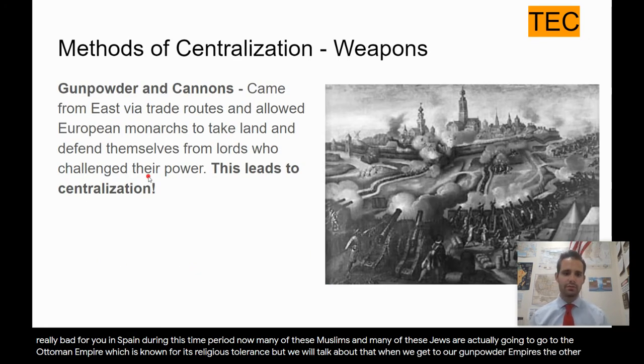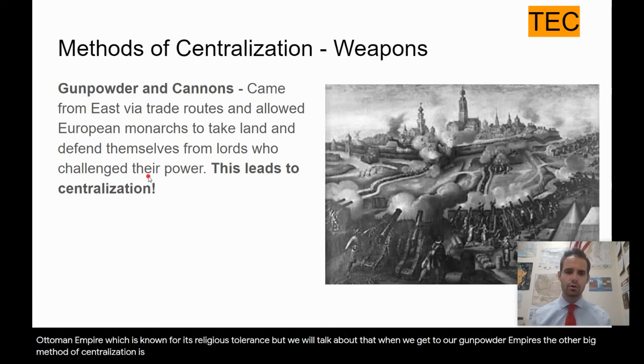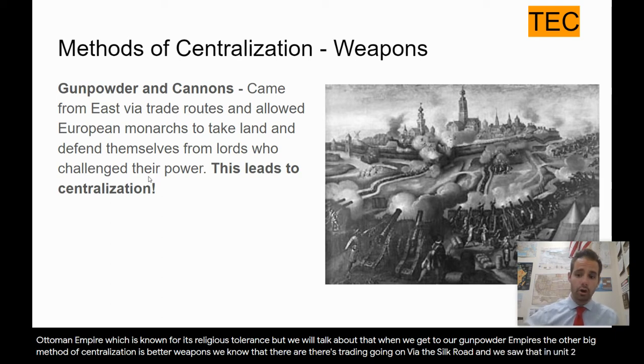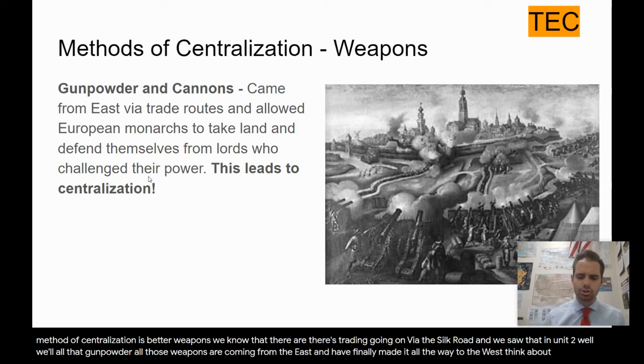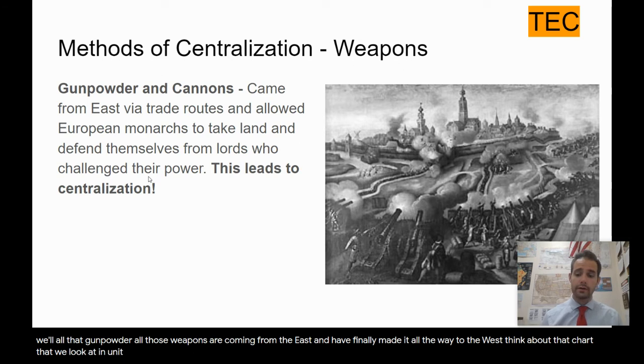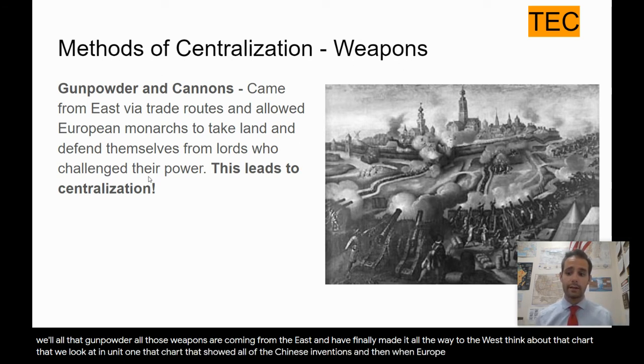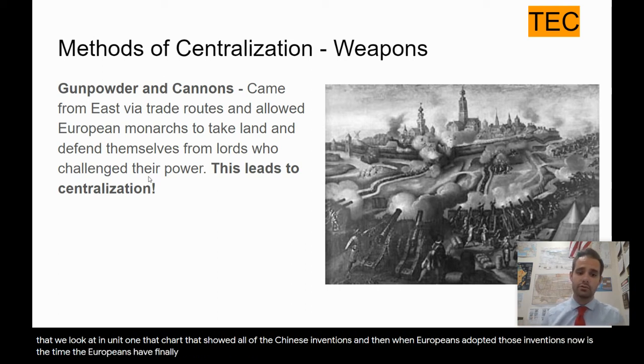The other big method of centralization is better weapons. We know that there's trading going on via the Silk Road, and we saw that in Unit 2. Well, all of that gunpowder, all of those weapons are coming from the east and have finally made it all the way to the west. Think about that chart that we looked at in Unit 1, that chart that showed all of the Chinese inventions and when Europeans adopted those inventions. Now is the time the Europeans have finally adopted those inventions.